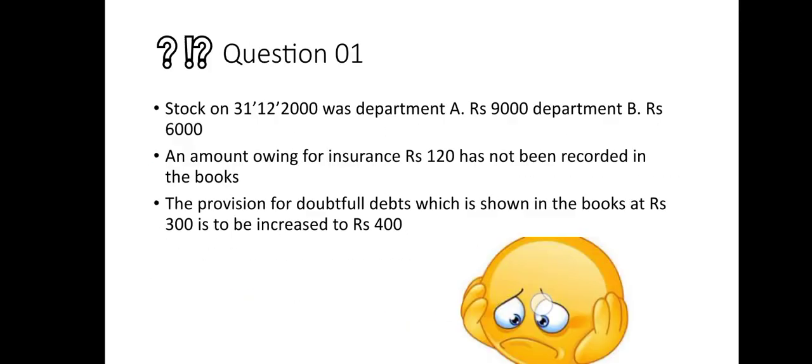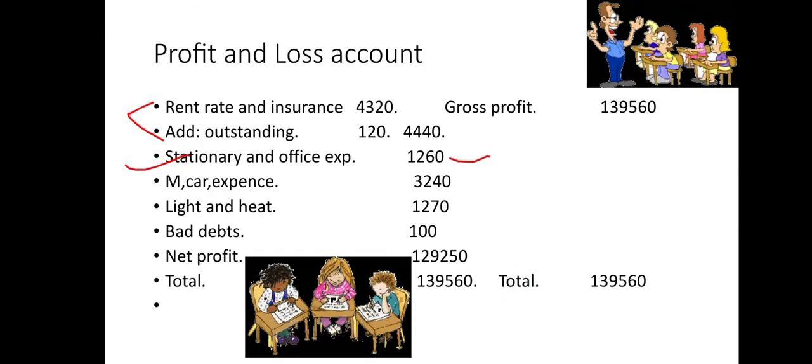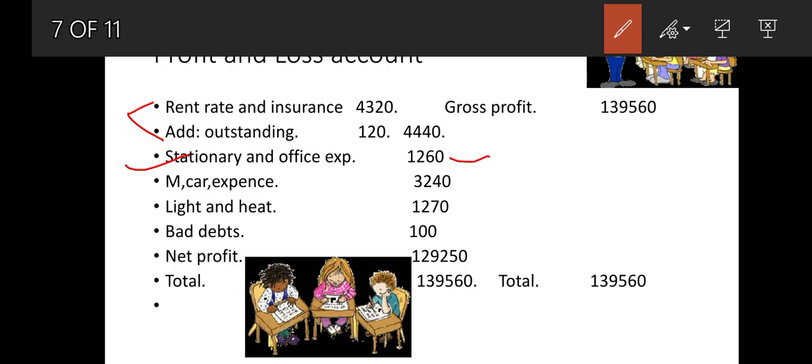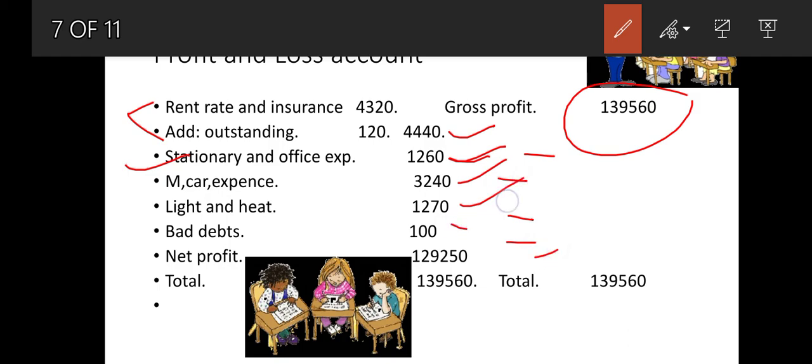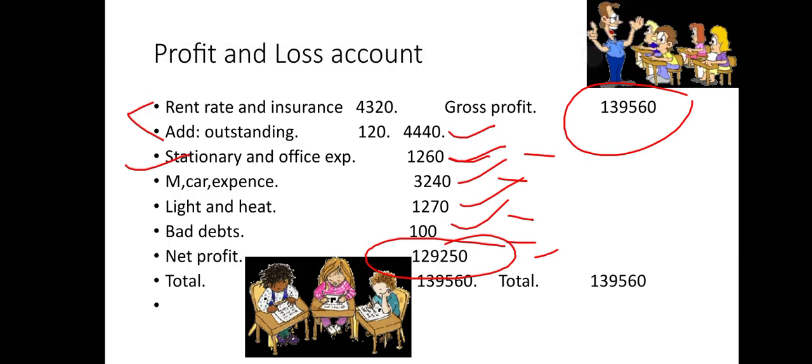And another important item, bad debts is required to be increased from 300 to 400. So I have written 100 rupees for bad debt as an expense on the debit side of the profit and loss account. Now what I have to do, 139,560 minus 4,440 minus 1260 minus 3240 minus 1270 minus 100, and I will get the net profit of 129250. Still business is on the position of profit.